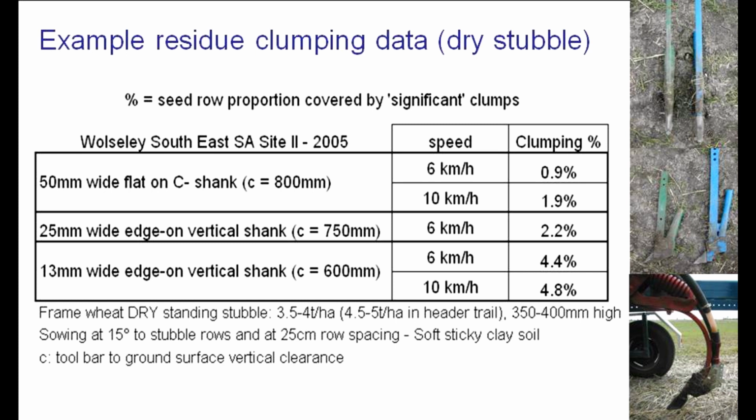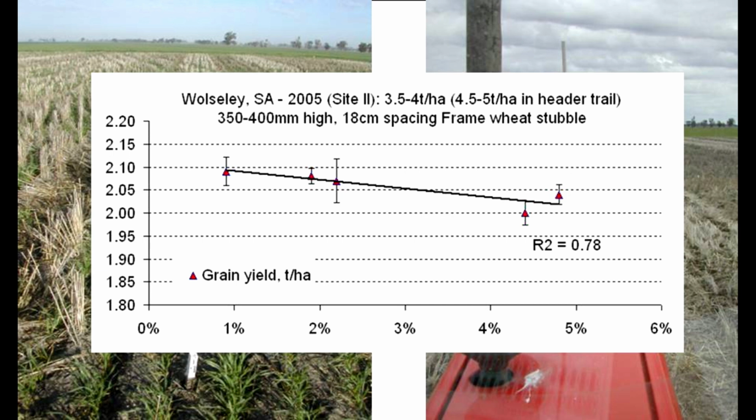So it's not a large amount. But when we look at how that impacts yield, I guess it's a straight relationship, essentially, depending on the season. This is one of the few sets of data we have showing a relationship between clumping, as achieved in the paddock by the seeder, and a direct loss of yield. Essentially, an increase from 1 to 5% is an increase of 4% of clumping, and we have a drop in yield by 4%.